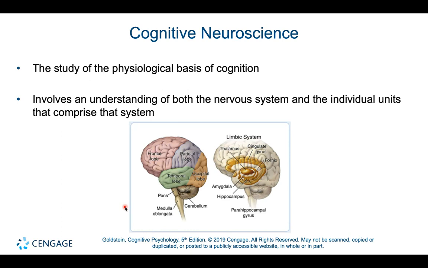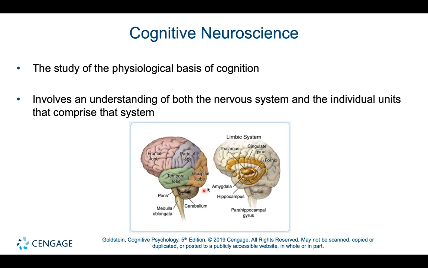So this involves an understanding of both the nervous system as well as the smaller subunits of the brain and the nervous system that comprise this system. So, for example, you can think about the brain as one big global thing, one big organ like your heart or your liver. But in reality, the brain is divided into subparts that are divided mostly along physical and functional parameters.